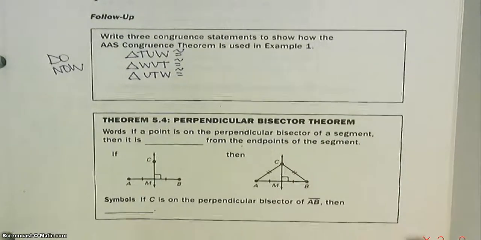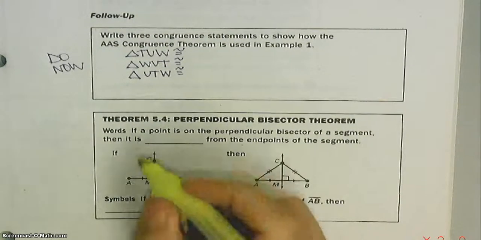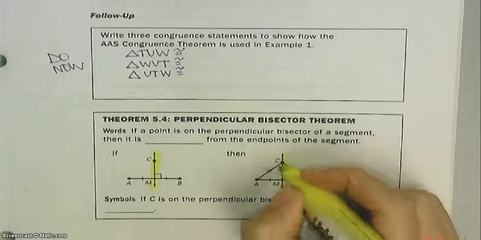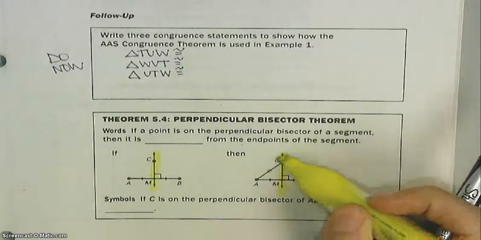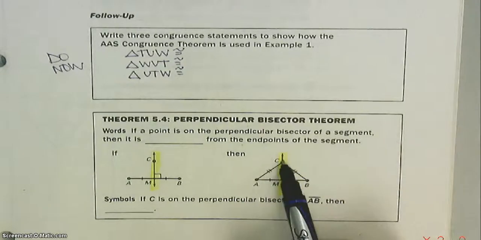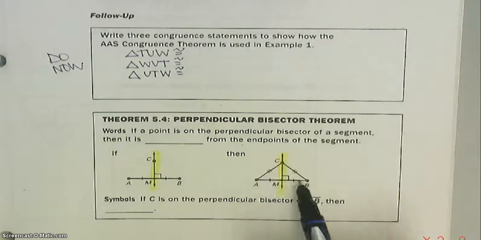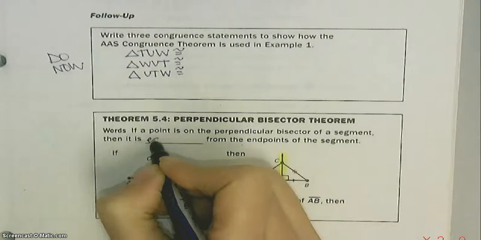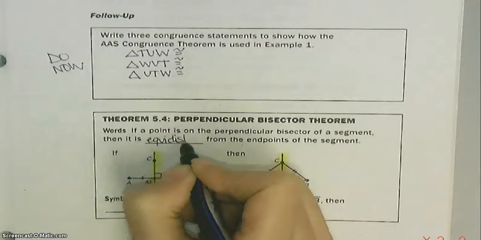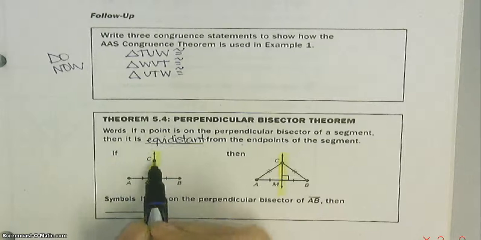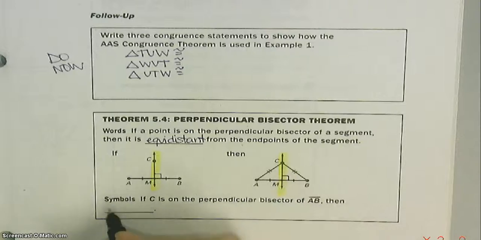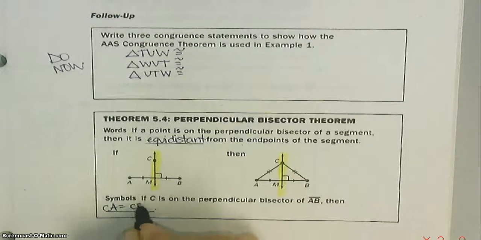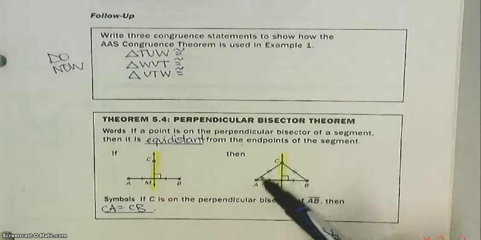Now the perpendicular bisector theorem, we did an activity on this too. Here's our perpendicular bisector, and we put a bunch of different points on this perpendicular bisector. And every time we measured, the distances were the same. Once again, we're using that word, equidistant. So if a point is on the bisector, then we know it's equidistant from the endpoints. CA is equal to CB. And we measured those, and we found that that was the same.